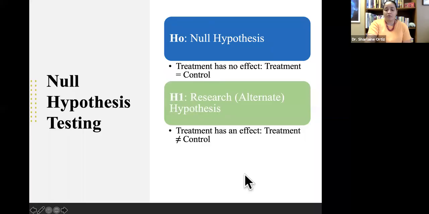However, what we're interested in is finding out, is there indeed an impact? Is there indeed a factor that we can measure because of this treatment that we are giving to this group of participants? So that's what we normally refer to as the research or alternate hypothesis. In this regard, we're trying to ascertain if the treatment did indeed have an effect, or is it different from the control that we initially found.